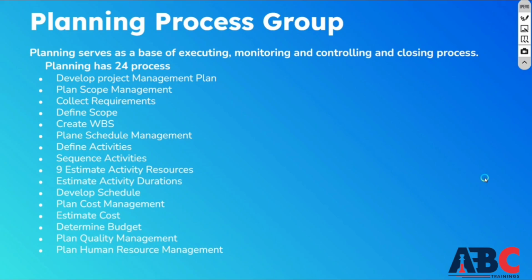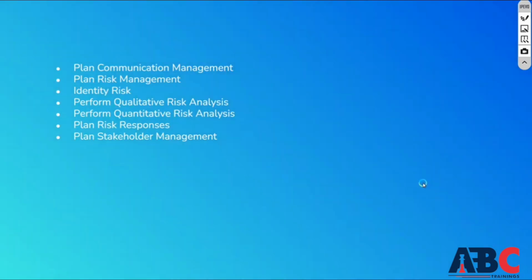There are 24 processes. First is develop project plan, then plan scope management, collect requirements, define scope, create WBS, plan schedule management, define activities, sequence activities, estimate activity resources, activity duration, schedule development, plan cost, estimate cost, determine budget, plan quality management, plan human resources, risk management, and risk responses, etc. So we have completed all this.